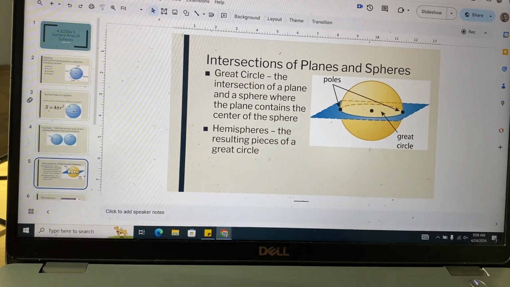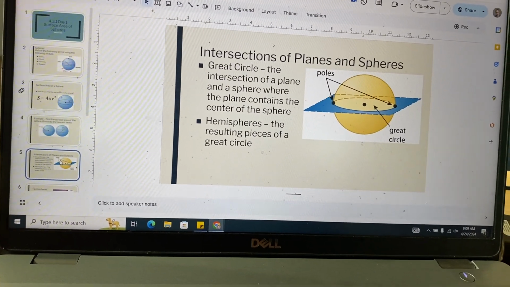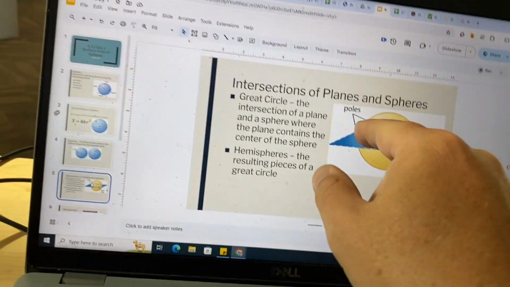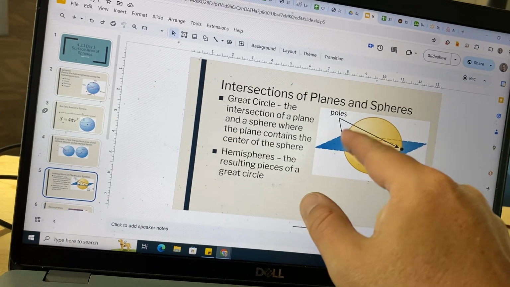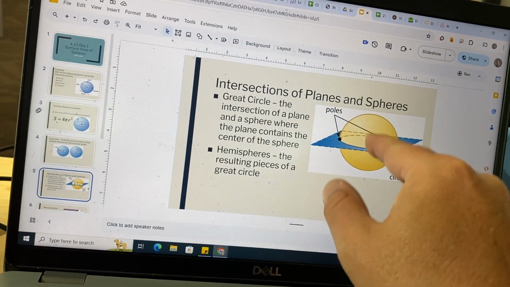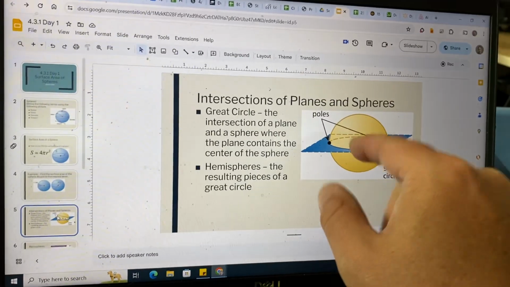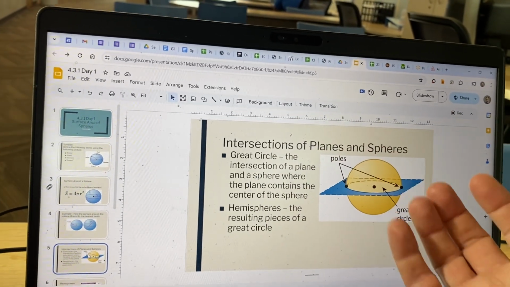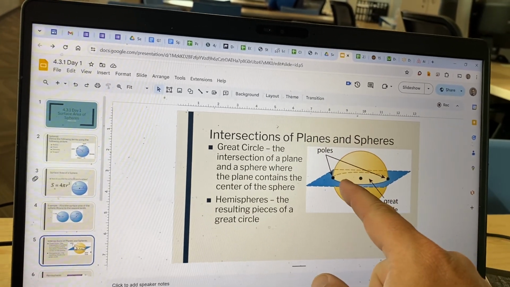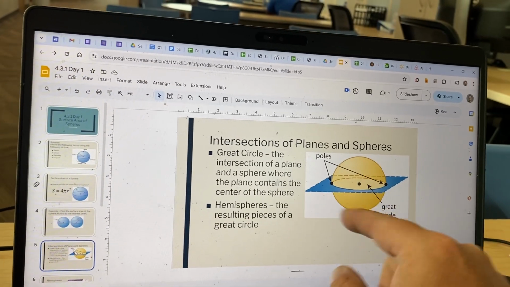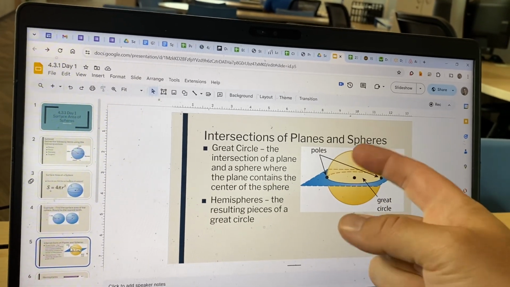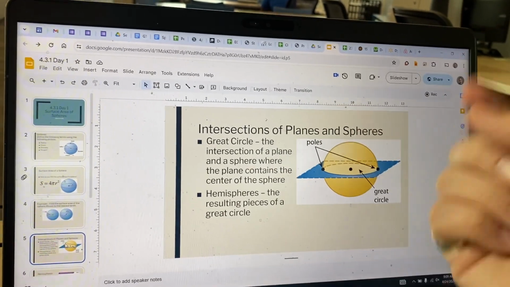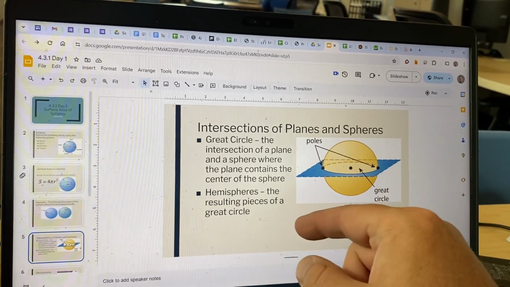When we have the intersection of a plane and a sphere, this is kind of an important thing. There's a great circle. The great circle is the one that goes all the way around, and it would contain the center of it. So when you think about a globe, because a globe is a pretty obvious sphere, the equator is a great circle, and all the lines of longitude are great circles. They go from pole to pole, all right?